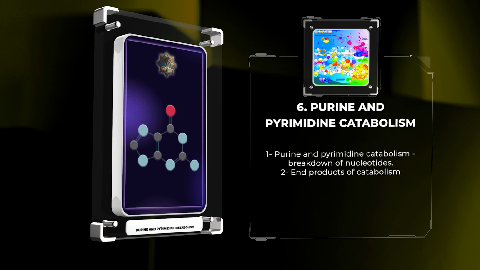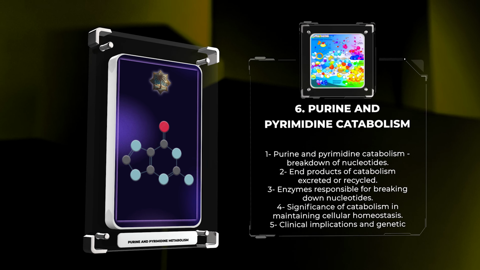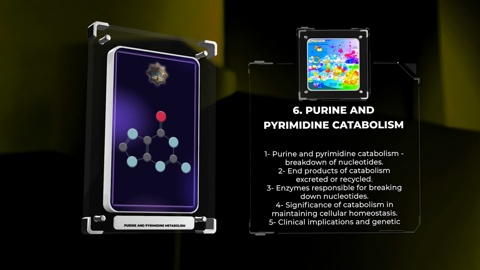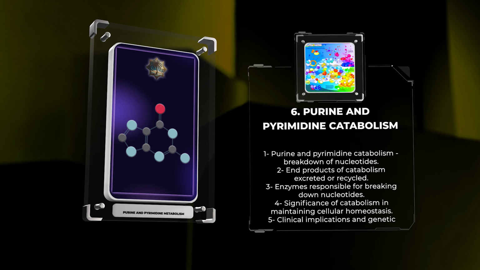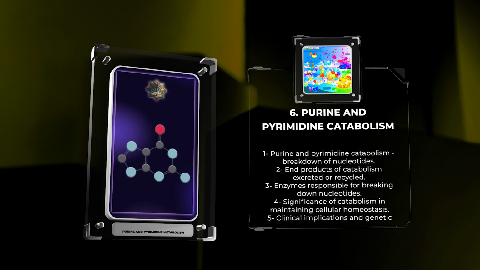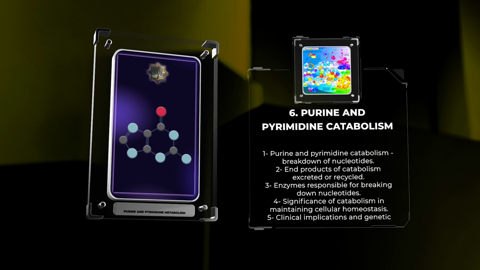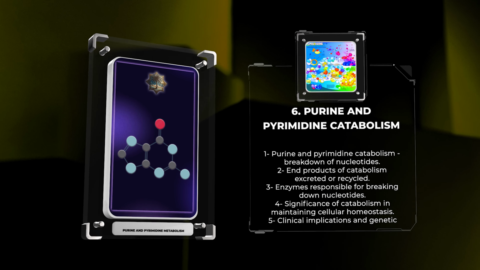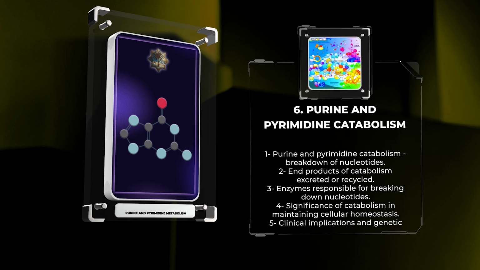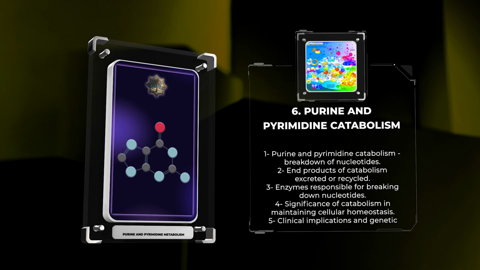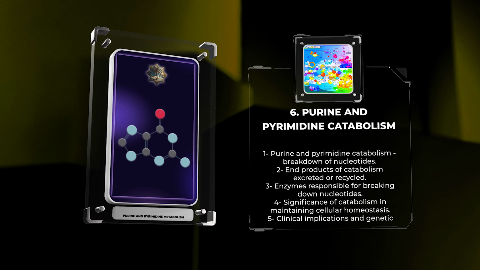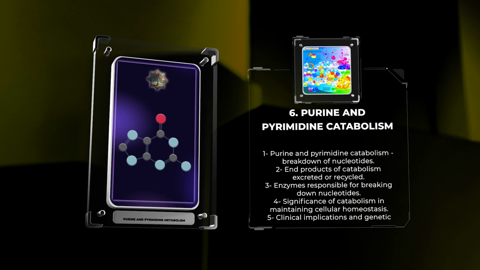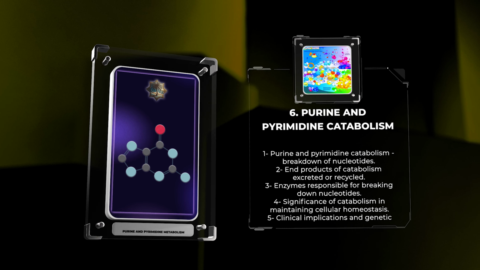Purine and pyrimidine catabolism refers to the breakdown of nucleotides into simpler molecules. The end products of catabolism are excreted from the body or recycled into de novo synthesis pathways. This section will focus on the enzymes responsible for breaking down purine and pyrimidine nucleotides, resulting in the generation of uric acid and other byproducts. We will also discuss the significance of purine and pyrimidine degradation in maintaining cellular homeostasis and the clinical implications when these pathways are disrupted.